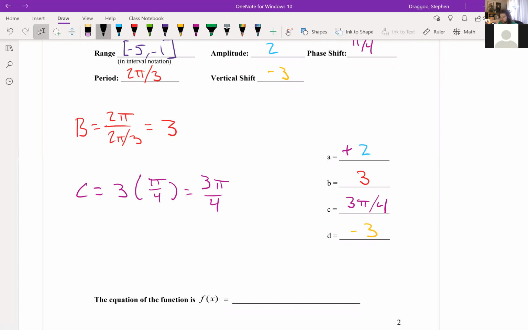So the last thing we have to do is just put that into an equation. 2 cosine of 3x minus 3 pi over 4, minus 3.